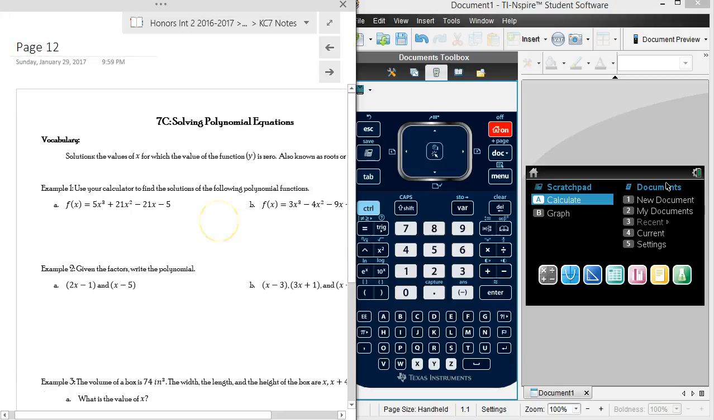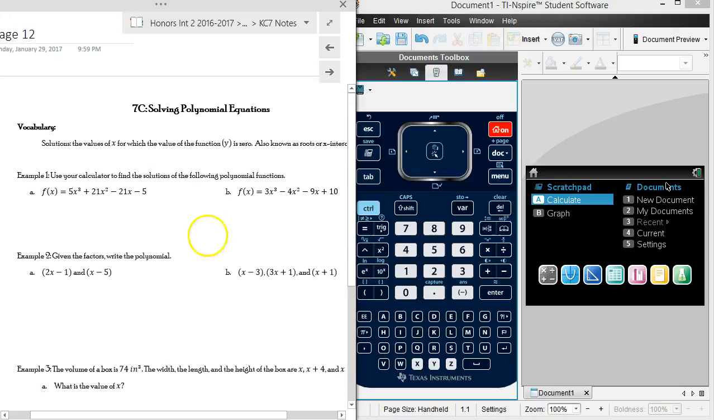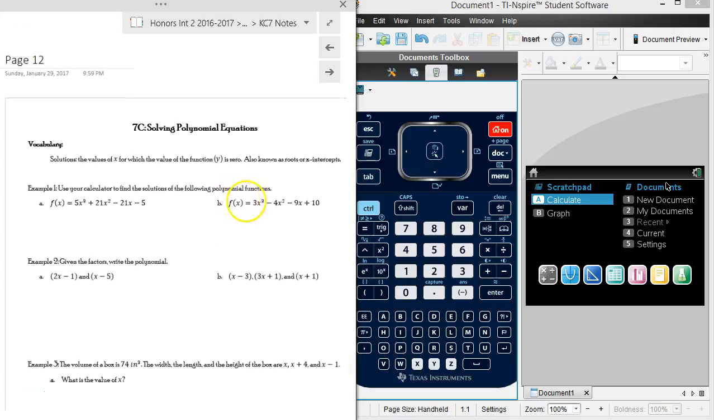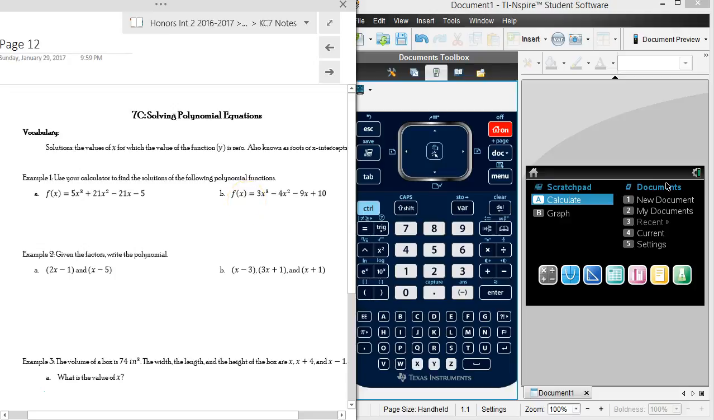So I have a flip screen because we are going to need our calculator a little bit today, a graphing calculator. So you can either follow along with the calculator on your own computer, or if you have a handheld one, any graphing calculator will be able to do what we're doing today.